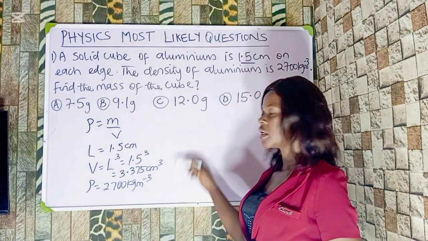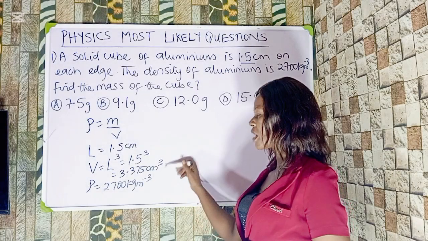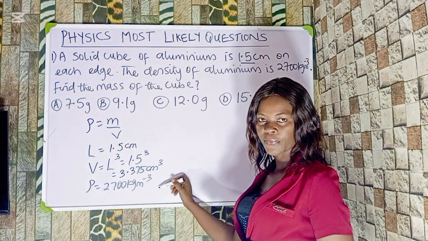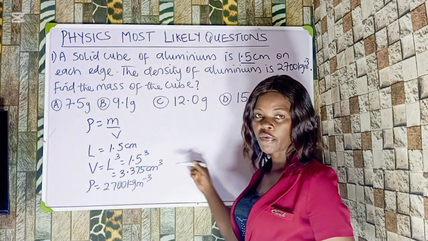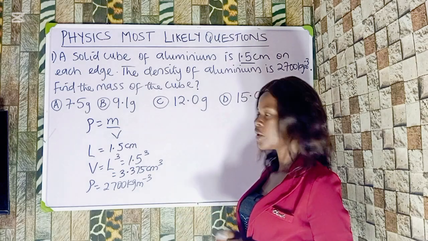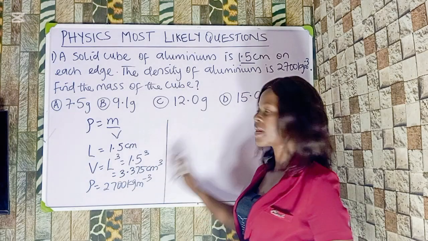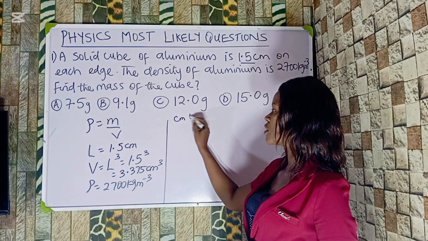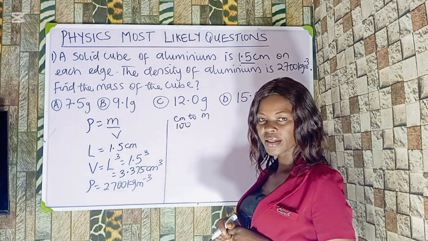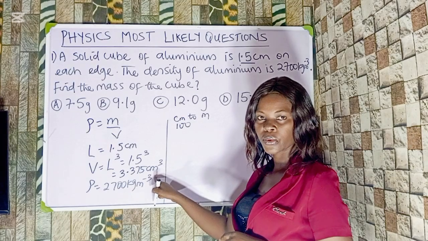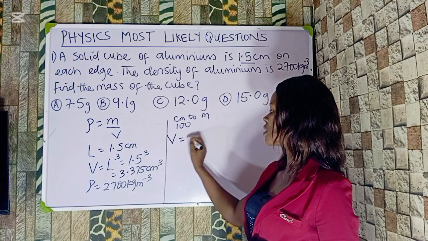Now, look at the units. The unit of volume is centimeter cube, but the unit of density is kilogram per meter cube. We cannot solve for mass if the units are not the same. So what you are going to do now is to convert this centimeter cube to meter cube before we think of solving for our mass. So how do we do that? We are going to divide this value by 1 million, because if you want to convert centimeter to meter, you divide by 100. But here we have centimeter cube, so I'm going to divide by 100 to the power of 3. That is 1 million.